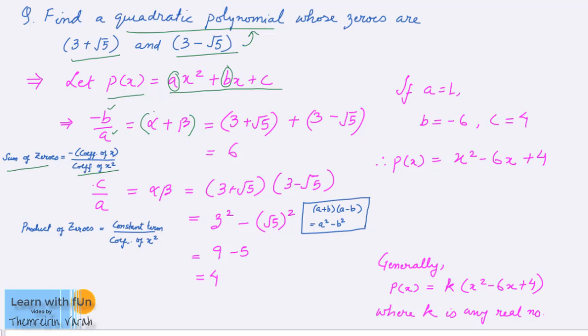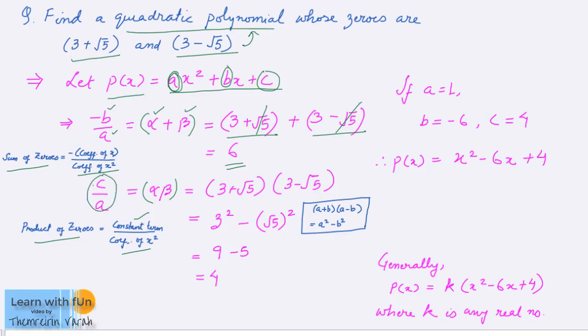So zeros being alpha and beta, 3 plus root 5 and 3 minus root 5. The sum of the zeros is 3 plus root 5 plus 3 minus root 5, which is 6. Similarly, the product of the zeros is constant term upon coefficient of x square. The constant term is c and the coefficient of x square is a, so c by a.